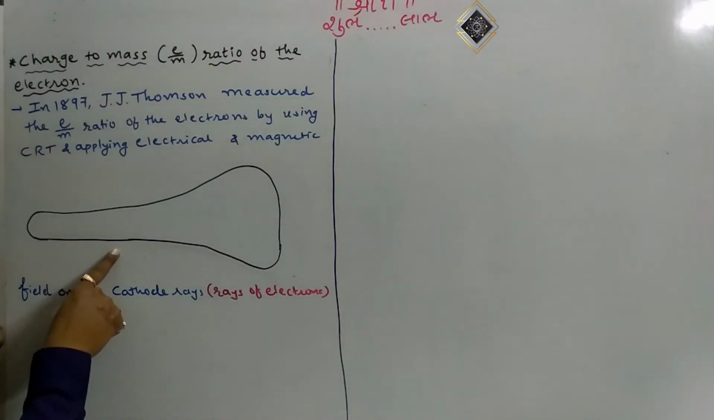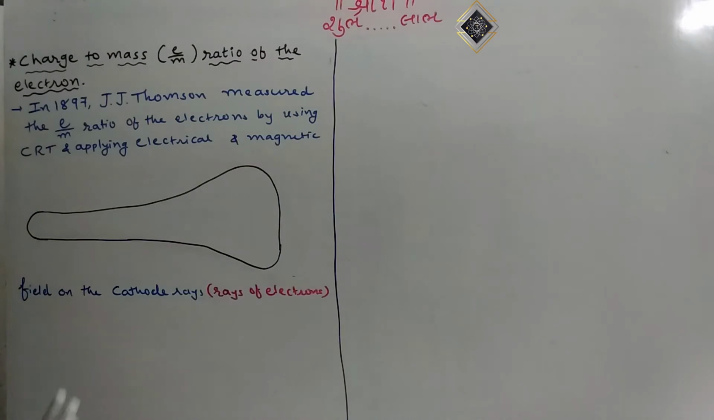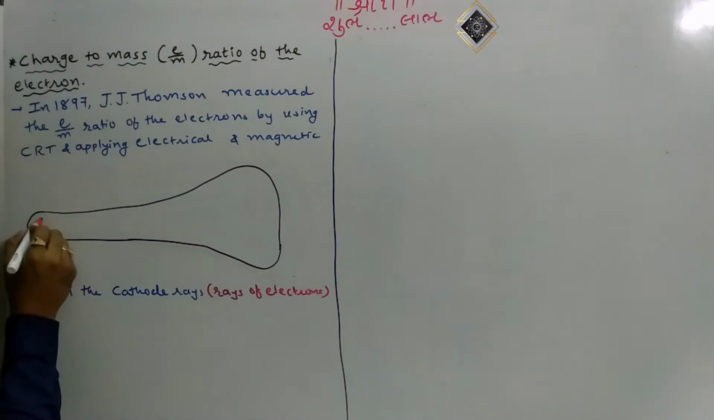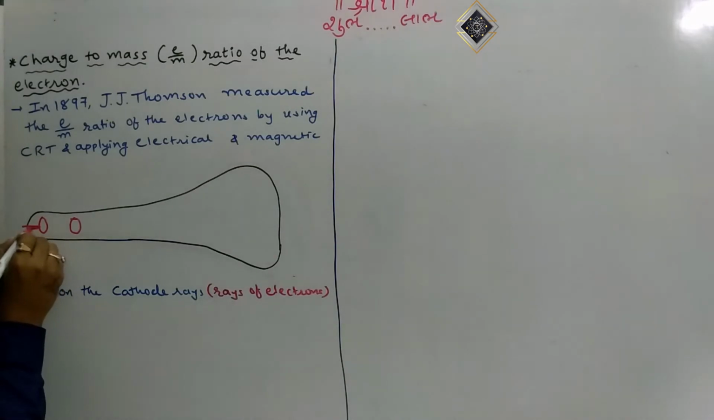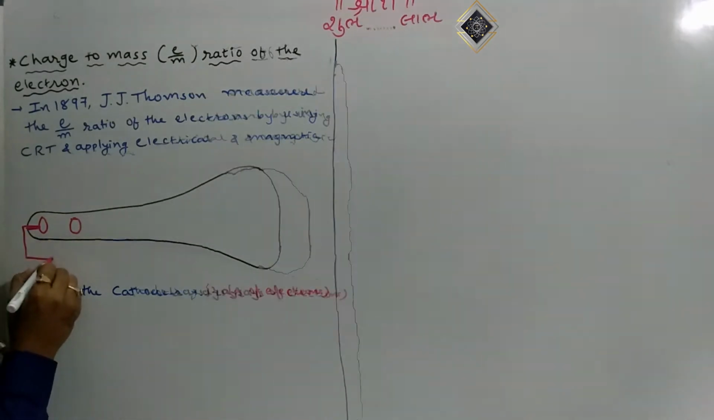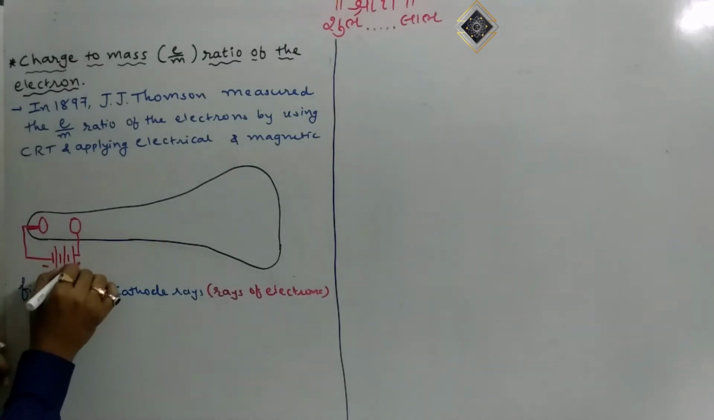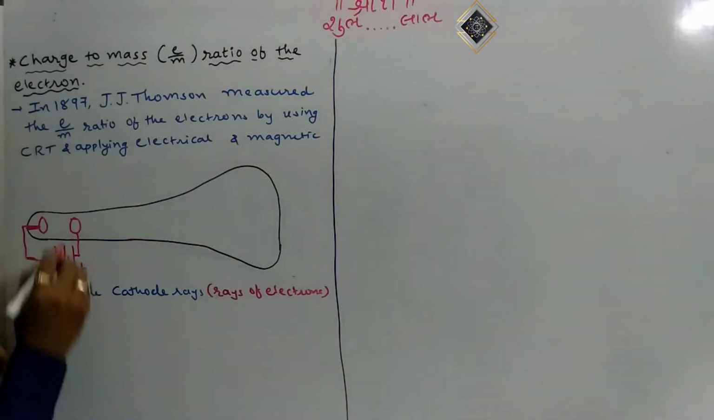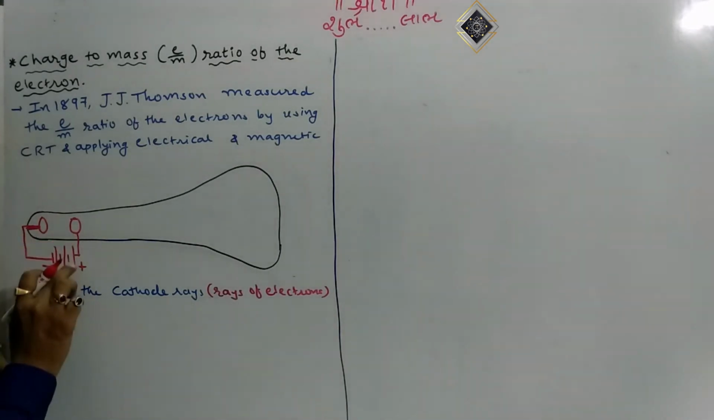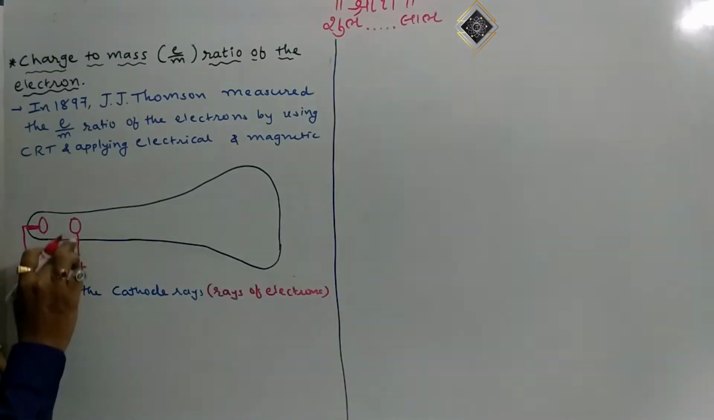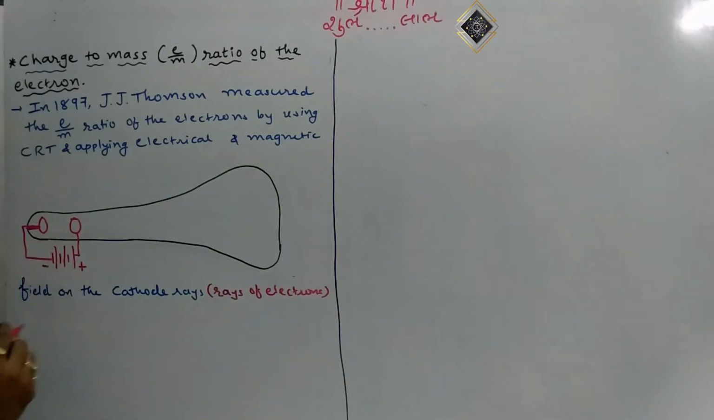This one is a cylindrical glass tube. At the end of this tube, we kept two electrodes which are connected to an external battery. This one is a negative terminal and this one is a positive terminal. As we discussed in a previous lecture, the negative terminal of the battery connected to the metal plate is known as cathode and the positive terminal connected to the metal plate is known as anode.